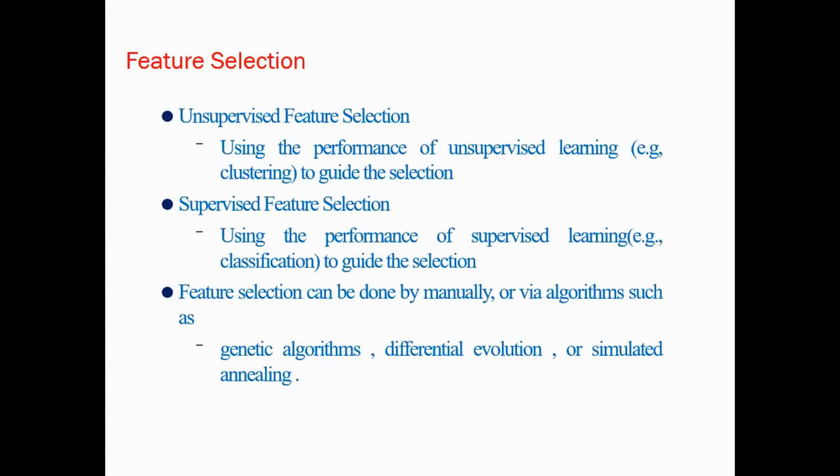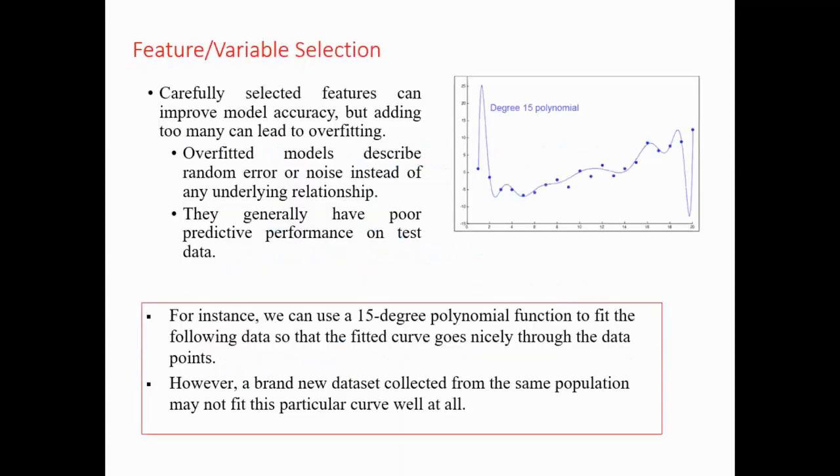Or you may use different algorithms: genetic algorithms, bio-inspired algorithms, evolution algorithms, differential evolution, simulated annealing. Those kinds of bio-inspired or evolution algorithms can be used to select the features also. So feature selection techniques are used, and they are important. In sensor data, variable selection should be done carefully, because it has a direct impact on model accuracy. But at the same time, adding too many features can lead the model to overfitting.